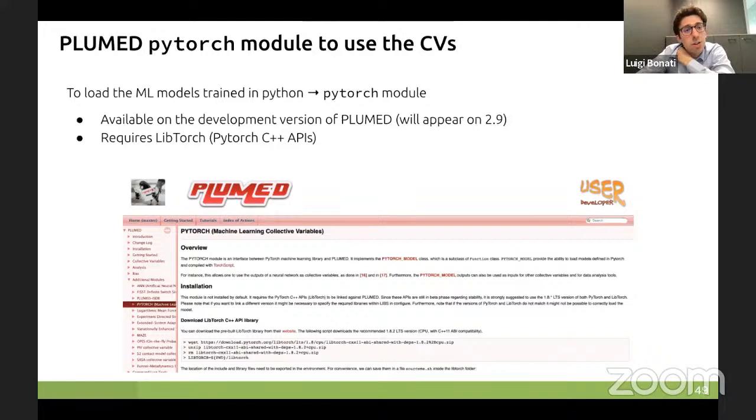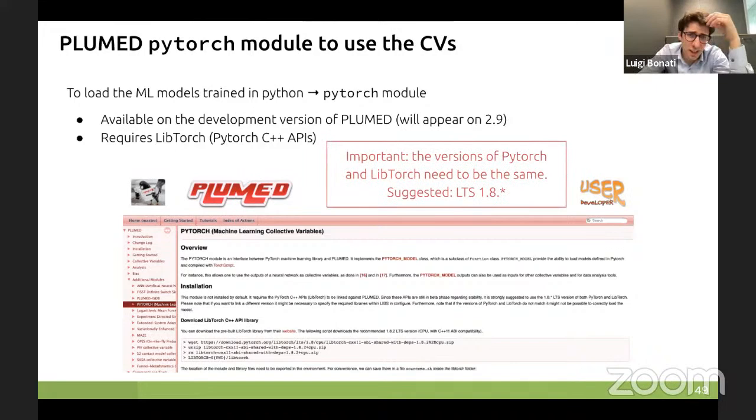This has only recently been pushed to the official PLUMED repository, so you need to download the development version to use it. It will appear in 2.9, and it requires compiling PLUMED against libtorch. So it's important that the version of PyTorch used to train and export the model in Python is the same as the version linked, for correctly loading the model.